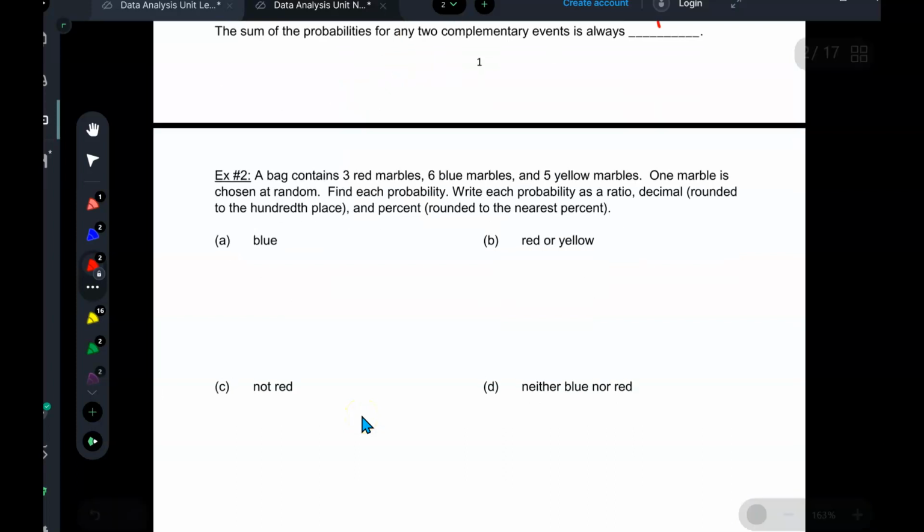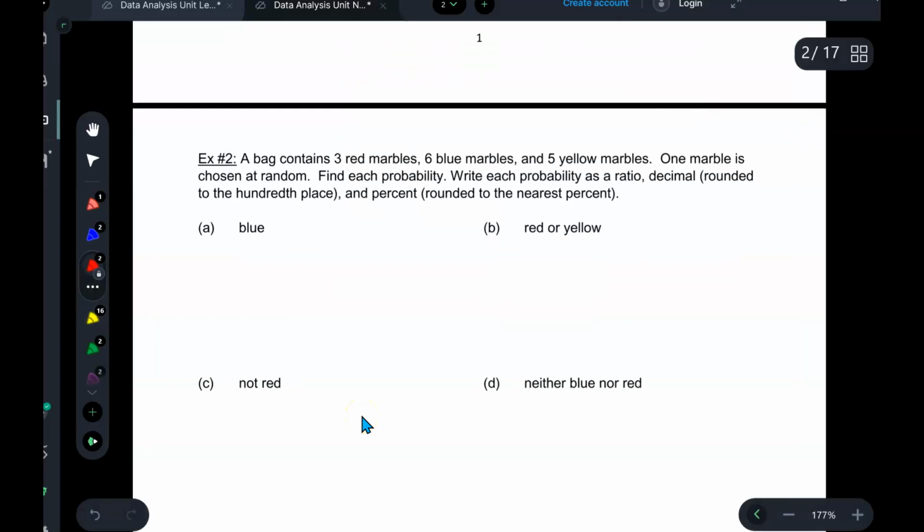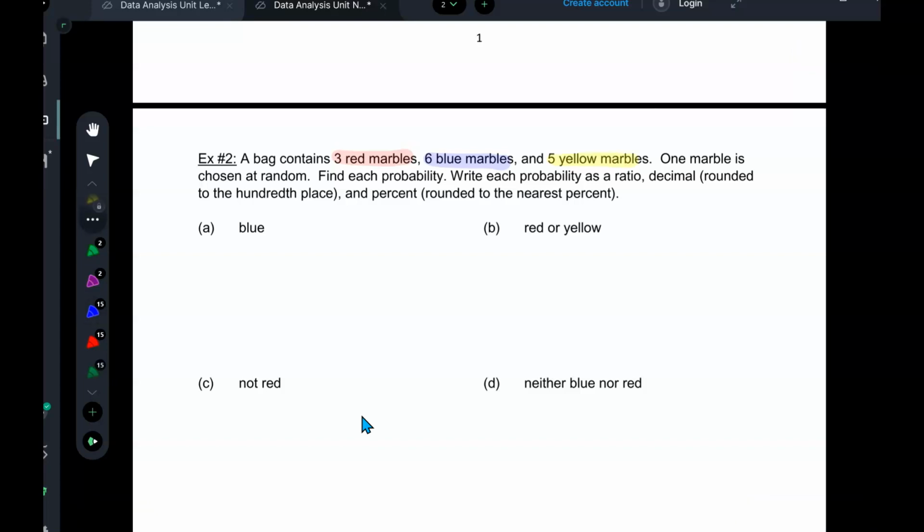Okay, a bag contains 3 red marbles, 6 blue, and 5 yellow marbles. One marble is chosen at random. Find each probability. Now this time, if you have your calculators handy, I want you to write each as a ratio, a decimal rounded to the 100th, and we're going to change it also to a percent.